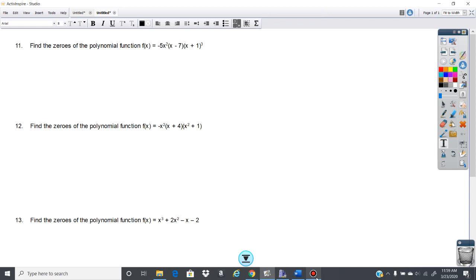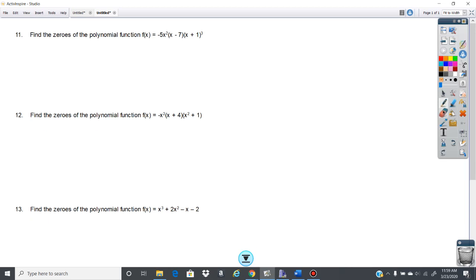All right, so for the first one, we are already in factored form. When we're finding zeros, the first thing we want to do is see if we can factor. And if we can, that's great. This one's already factored, so we're going to take each of the factors and set them equal to 0.